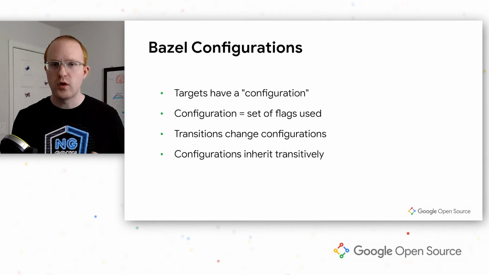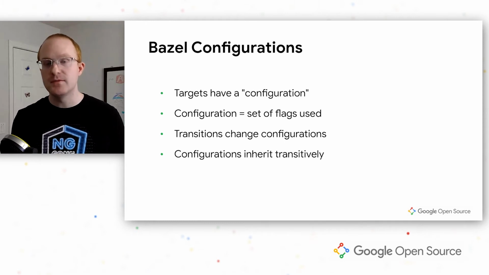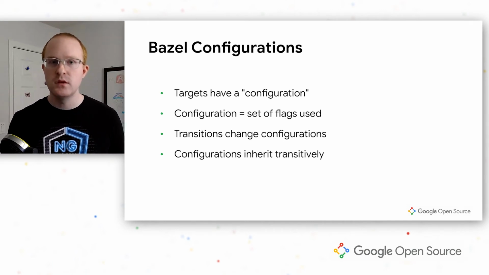First, I want to explain some rough definitions. Every target gets built with a configuration, and you can think of a configuration as the set of compile time flags and their values. Every target has a configuration which contains all of the flag values that target can read when it's executing its rule.